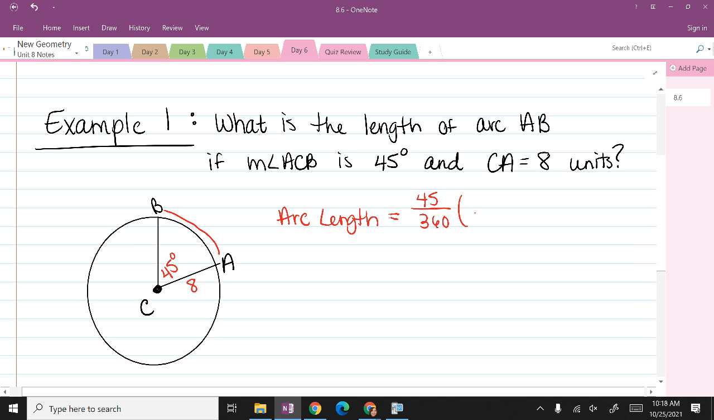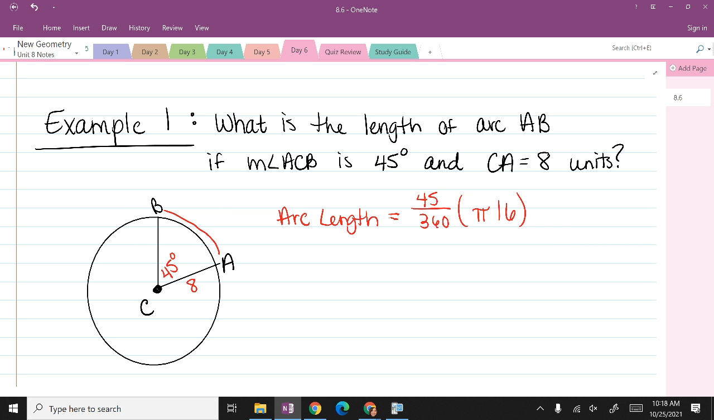360 times pi times what? The diameter. What's the diameter of this circle? The radius is 8, so the diameter is what? 16. And you could do 2 times pi times 8, which is still 16. Now, I did it pi times 16. Is that the same thing as 16 pi? Yeah, usually rewrite it 16 pi and say pi last.